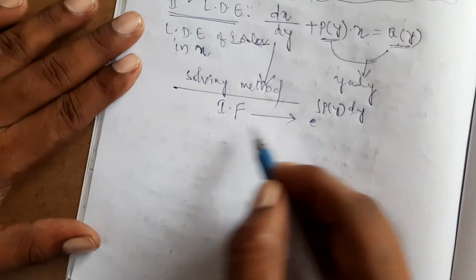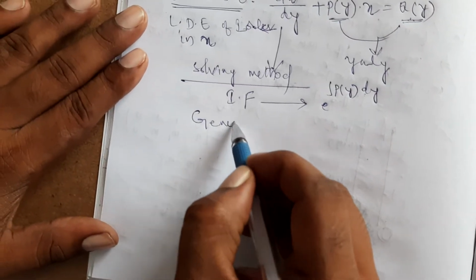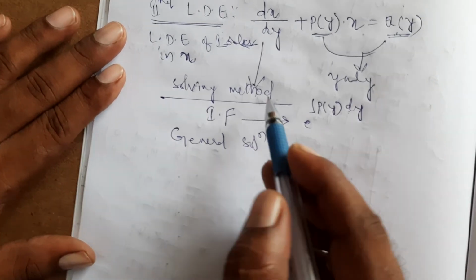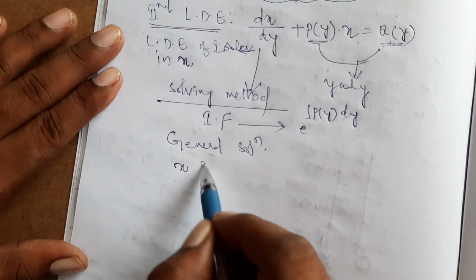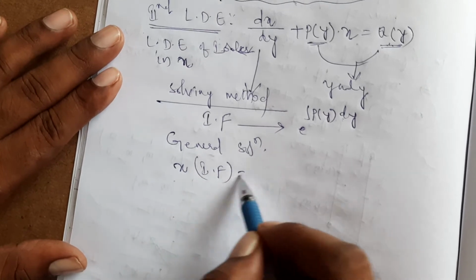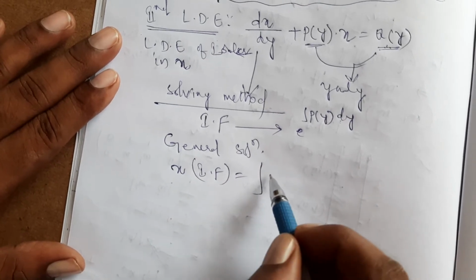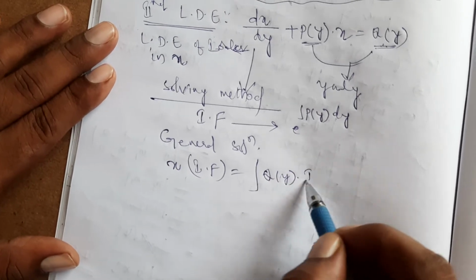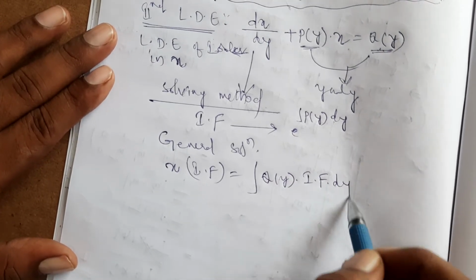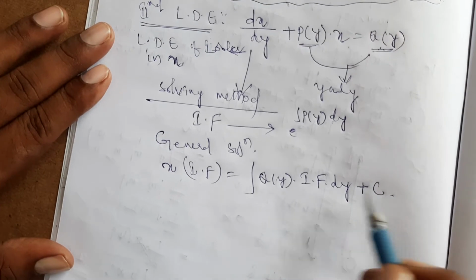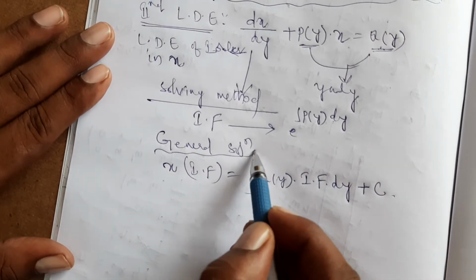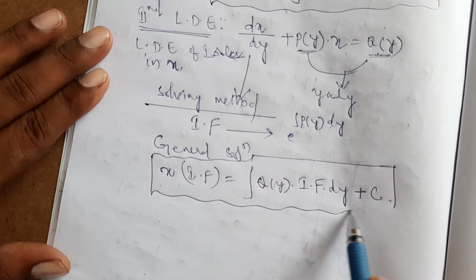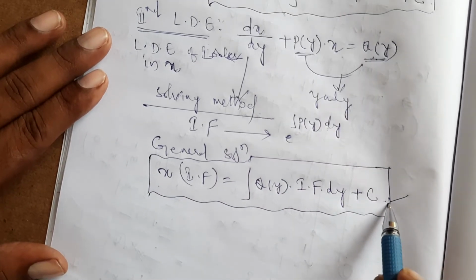After finding the integrating factor, we can directly write the general solution. What is the general solution formula? x into integrating factor is equal to integral q of y into integrating factor into dy plus integration constant c. So remember this model also. This is the linear differential equation of the second kind.